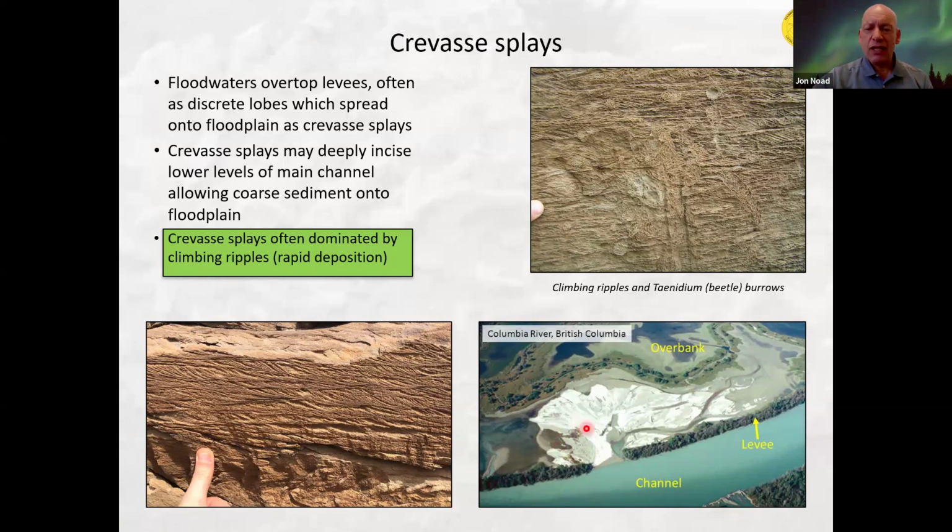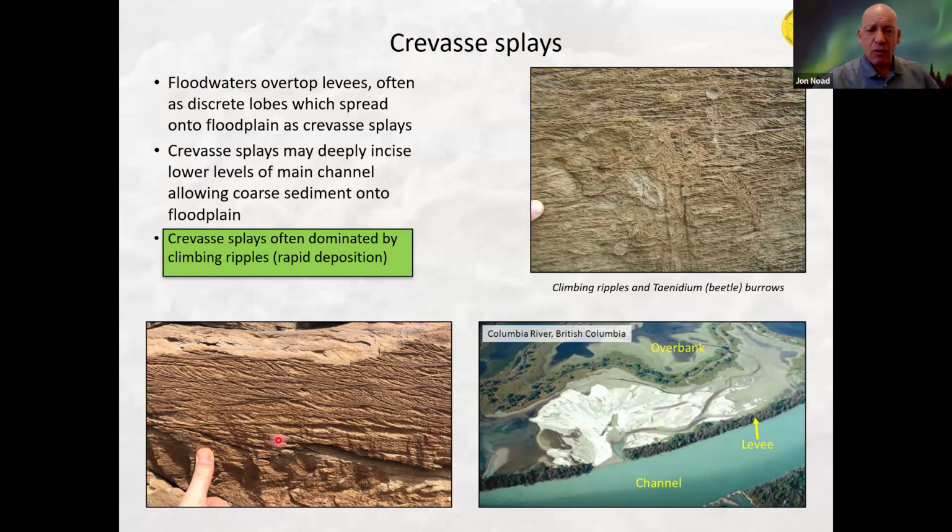And crevasse splay deposits are deposited very rapidly, so that this whole splay probably took less than a week to accumulate. And so because of that, because the flow is so fast and the sediment's accumulating so fast, you tend to get what are called climbing ripples. So the ripples are literally building up one on top of the other, rather than actually flowing along. The water is actually helping them just to build up through time.